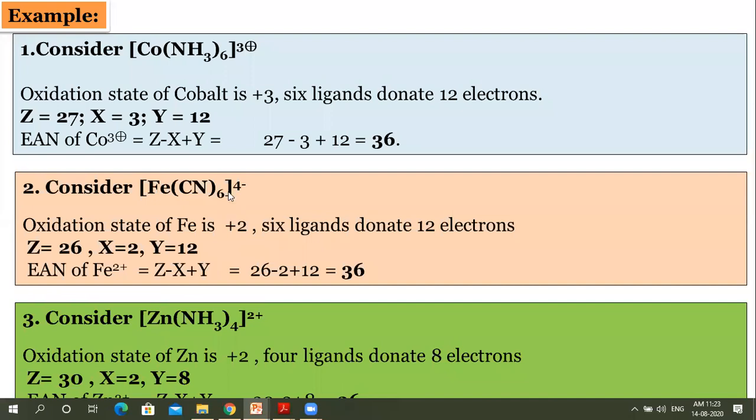Why is this 12? Because there are 6 ligands which donate 12 electrons. Simple, we have to do the mathematical process. 26 minus 2 plus 12 is equal to 36. So the effective atomic number rule is obeyed here. 36 means the EAN rule is obeyed. Now consider this example.